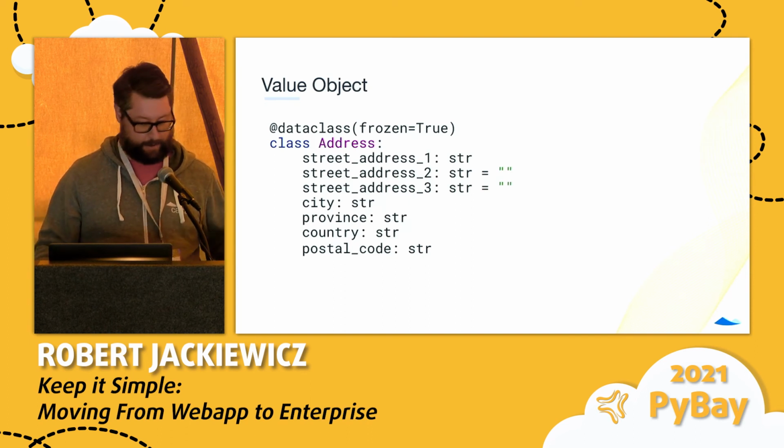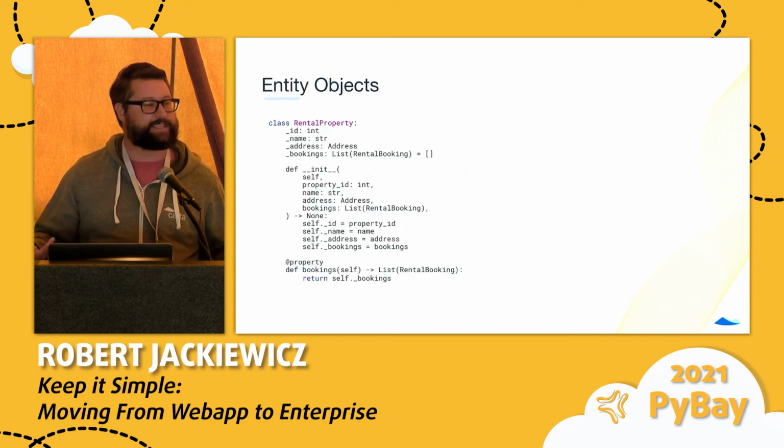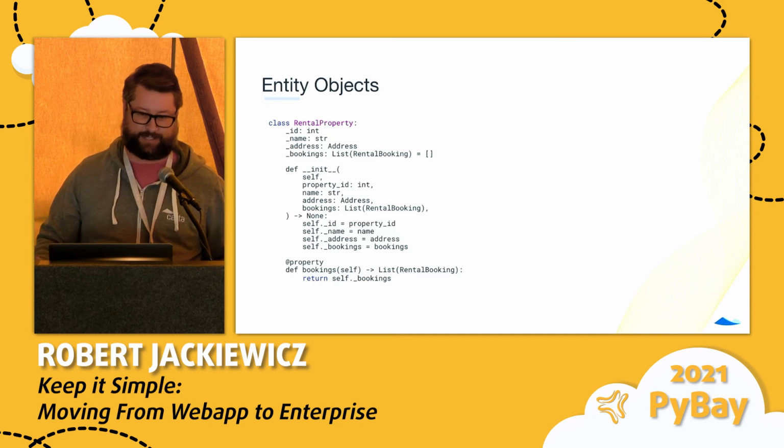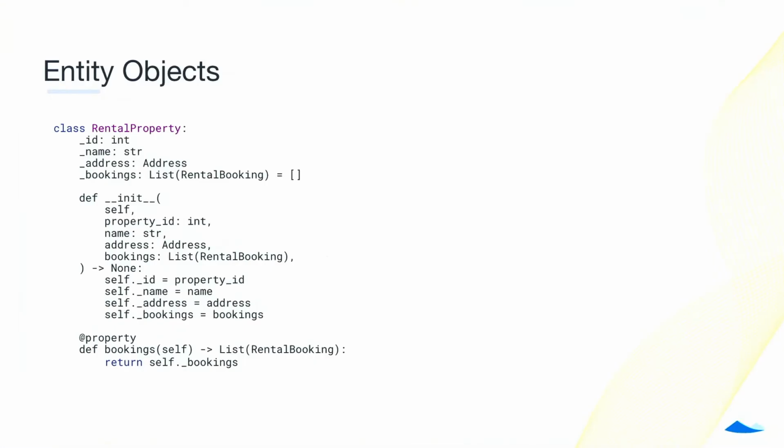Then we have entity objects, and an entity object has two special properties. One, it has a lifespan, so it changes over time, and two, it has uniqueness within your system. So in this example, I have a rental property, and a rental property can change its availabilities. It can be booked, it can be unbooked, and we use value objects to also help describe entities, and entities can actually have an object graph to other entities.